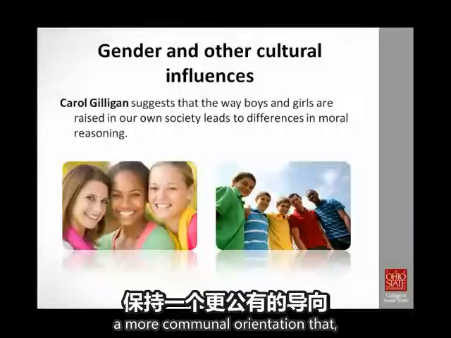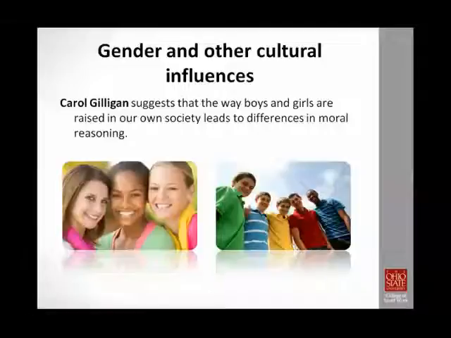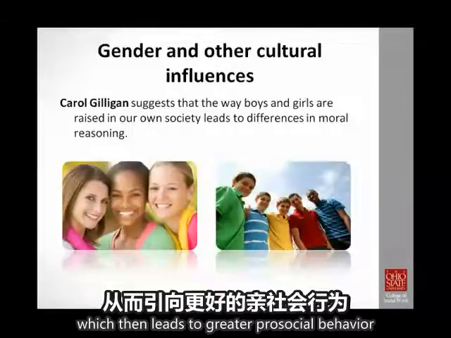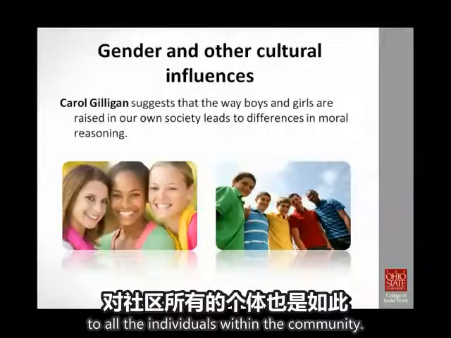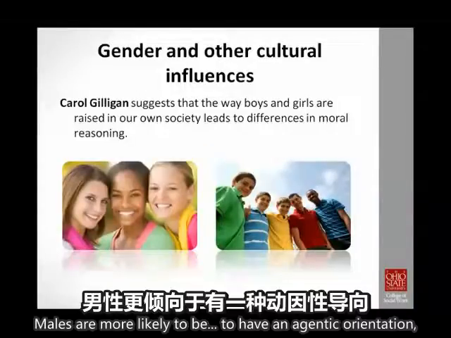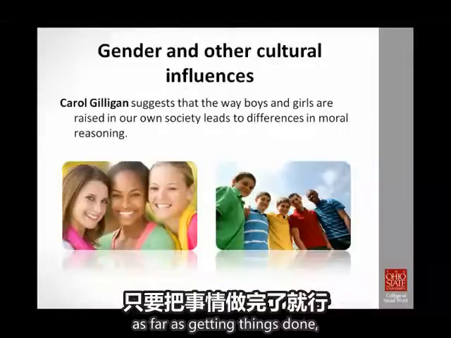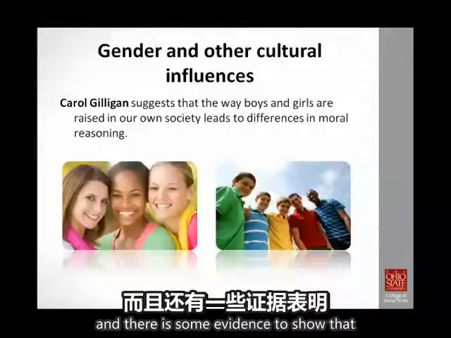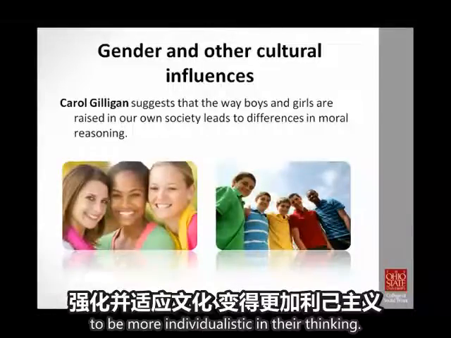orientation that centers on the interest of relationships and community, which then leads to greater prosocial behavior, not only on the part of girls and women, but to all the individuals within the community. Males are more likely to have an agentic orientation, that is a more individualistic orientation as far as getting things done. And there is some evidence to show that males in our society are reinforced and enculturated to be more individualistic in their thinking.